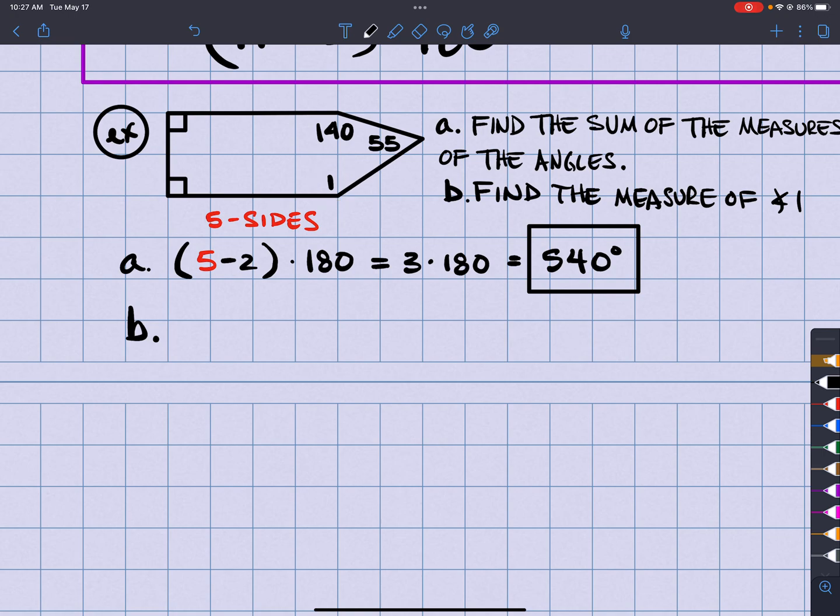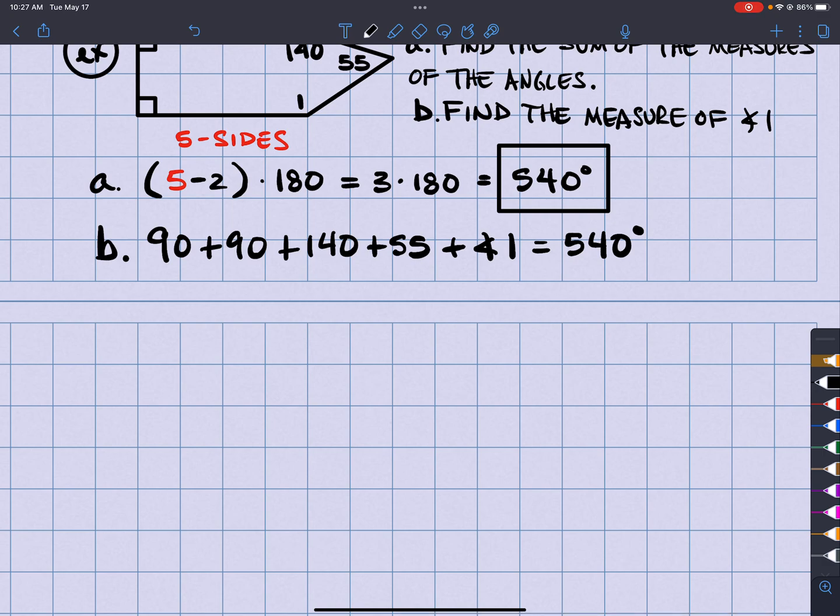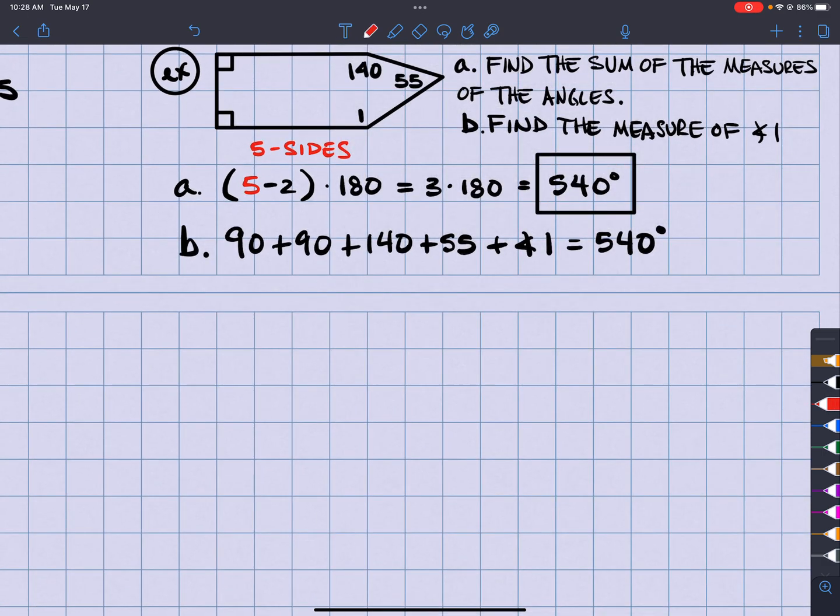Okay, so now I got the 90 degrees plus the 90 degrees plus the 140 plus the 55 plus angle 1. That would give me the 540 degrees. Okay, so let's see here. We're going to subtract the 90, subtract the 90, subtract the 140, subtract the 55, and I'm going to get that angle 1 is going to equal 165 degrees. So please go ahead and check that work and make sure that is true.